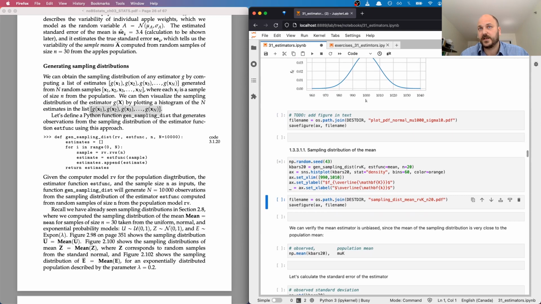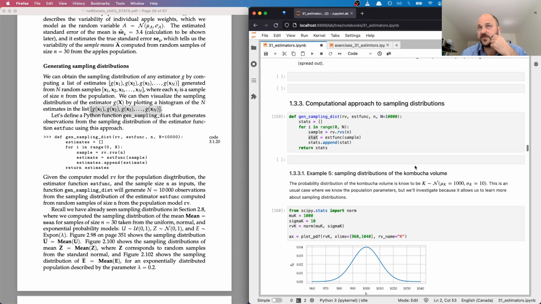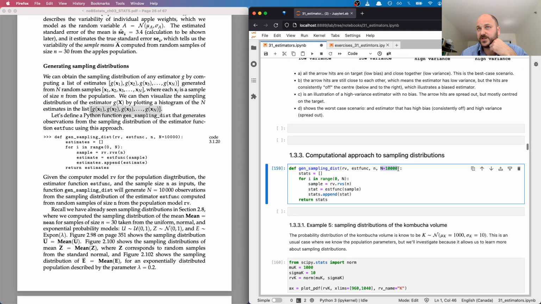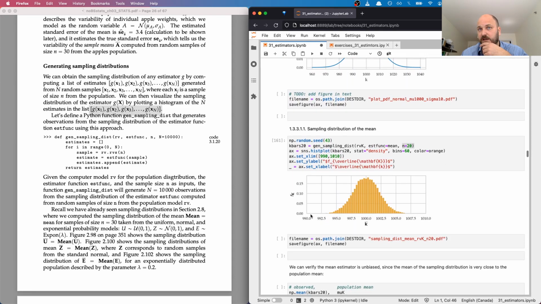And here we're calling the function generate sampling distribution. We told it the random variable for the population, and we're asking it to generate the sampling distribution of the mean from samples of size 20. I didn't specify how many simulations to run, so it will use the default 10,000. And lo and behold, we get a graph.